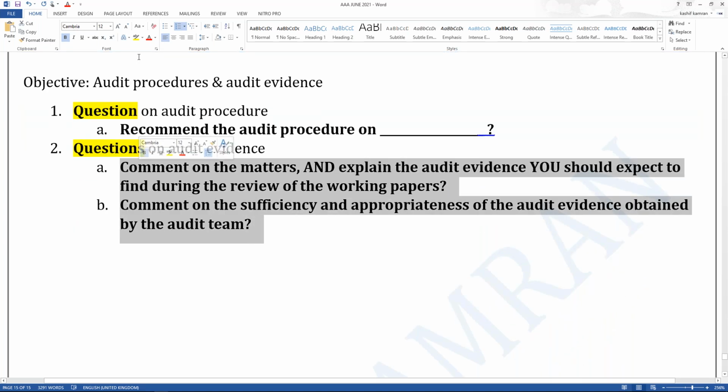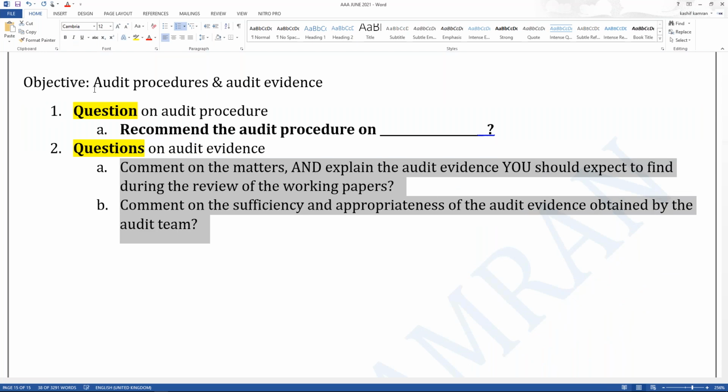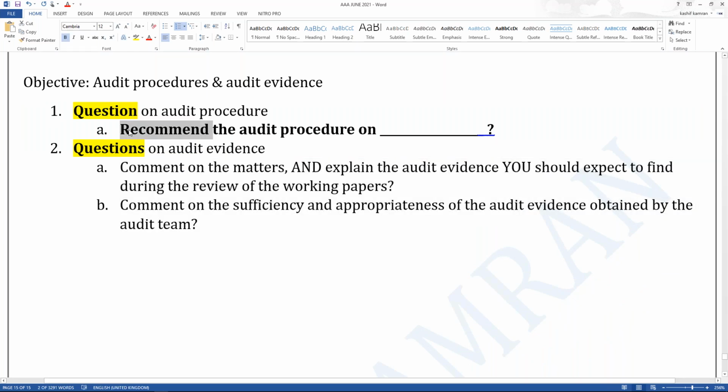Now I will be exploring each one of them today, and that's the reason I have chosen 3 questions today, right? 1 question on procedure and 2 questions on audit evidence, so I can give you a clear idea about how you go about handling the topic. Okay, let's explore each one of them one by one.